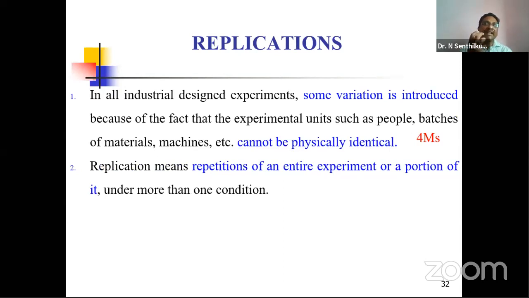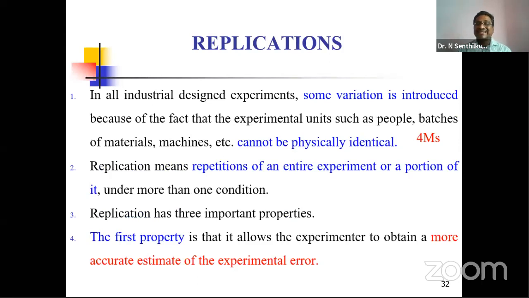If I end up with nearby values, because exact values are not possible in an experiment, then the experimental error will be lower. So the repetitions we can do for the whole, all the 20 experiments, or a single experimental run, a part, can be replicated. The purpose is to identify the experimental error, and then we are going to eliminate that error.